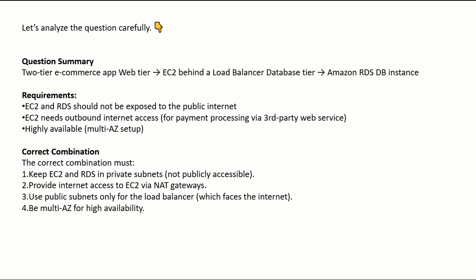So we should do a multi-AZ setup. What should be the correct combination? We need to keep EC2 and RDS in private subnets, not publicly accessible. Provide internet access to EC2 via NAT gateways. And use public subnets only for the load balancer. This is the main one, the thing which is facing the internet. And we should also have multi-AZ for high availability.